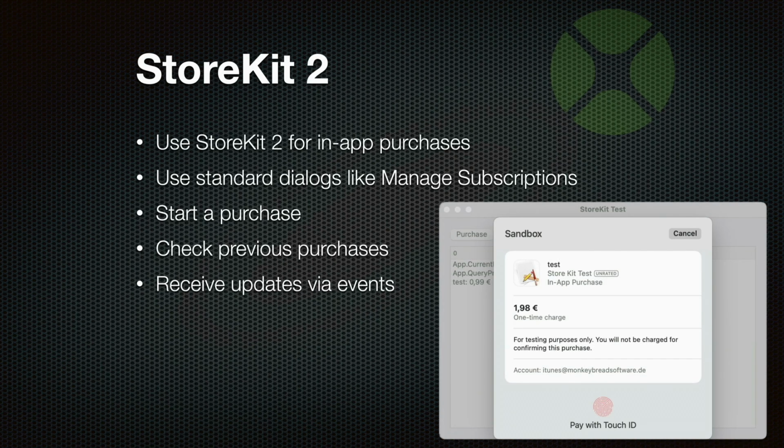You can even have your application receive live updates, like events, when the user buys something on a different device. So you can then unlock whatever is purchased. There's also a possibility to show a window to request a review. And we got the possibility to start a refund. So if you decide the user should get their money back, you can initiate that from within your application.